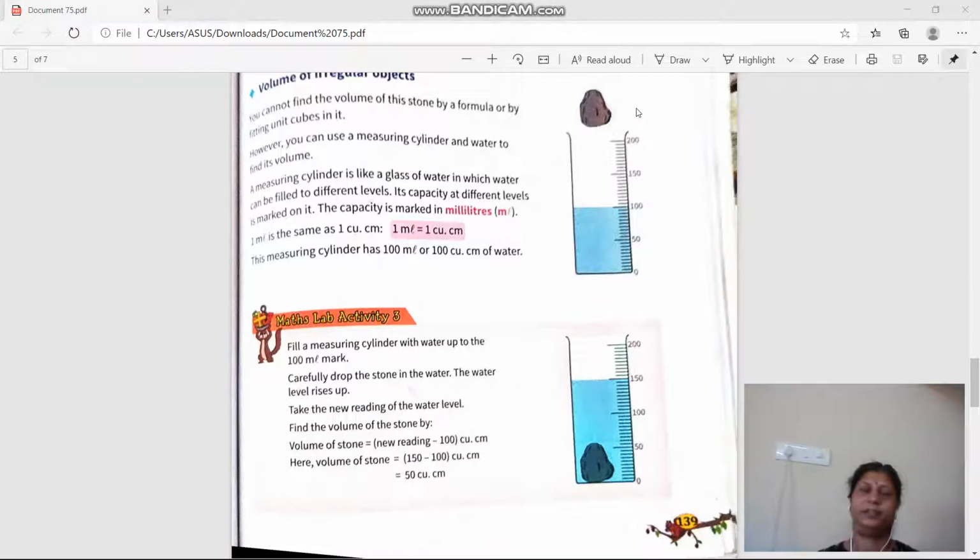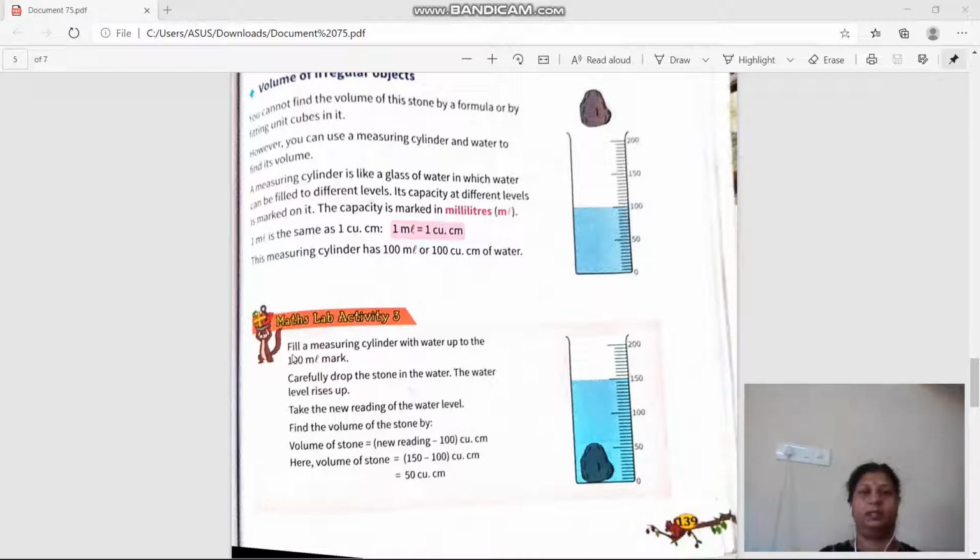Now we are discussing calculating the volume of an irregular shape. So once again I repeat the process. These are the two diagrams of a measuring glass. In the first diagram, the water level is up to 100 ml. Okay, we have not dropped the stone. Fine. Now in the second diagram, we have dropped the stone. Now the water level has increased, right? So at which level did it increase? It is up to 150 now.